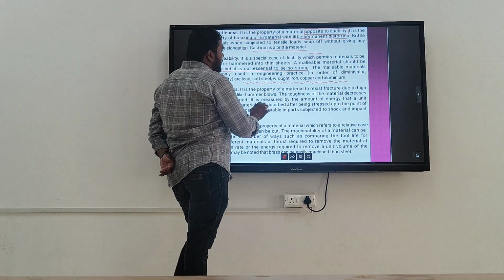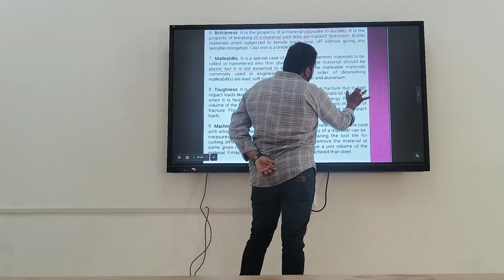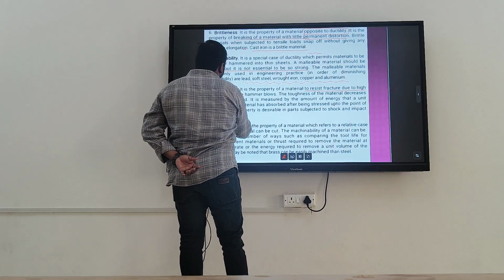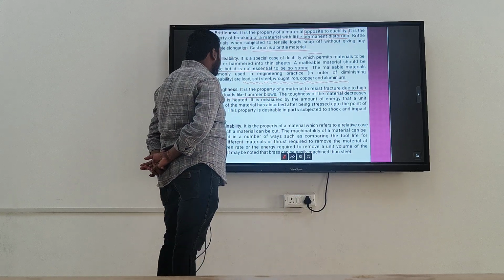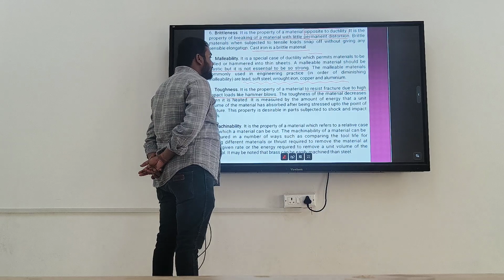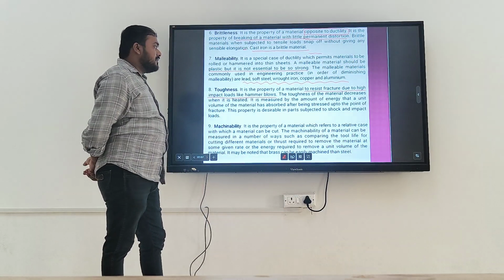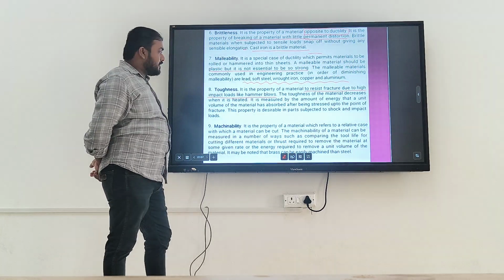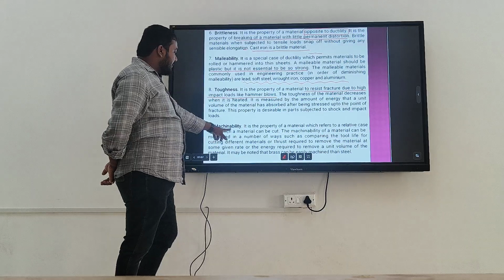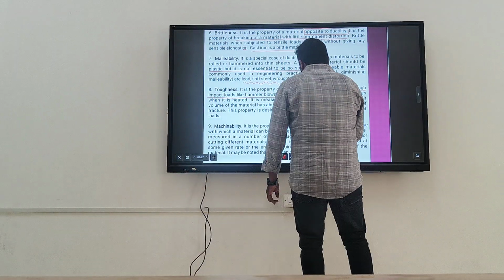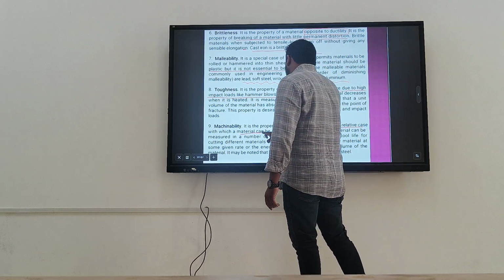Toughness. It is the property of a material to resist fracture due to high impact loads like hammer blows. The toughness of a material decreases when it is heated. It is measured by the amount of energy that a unit volume of the material has absorbed after being stressed up to the point of fracture. This property is desirable in parts subjected to shock and impact loads. And again, machinability is the property of a material which refers to the ease with which a material can be cut.